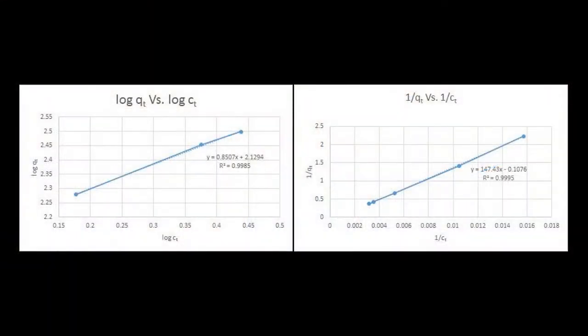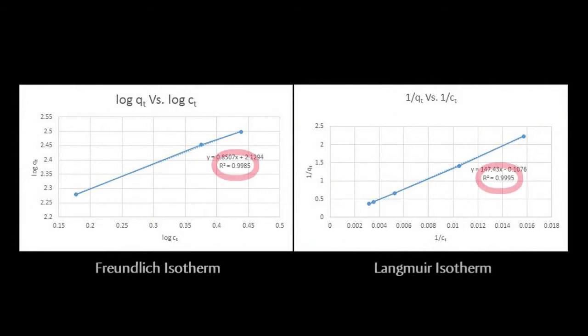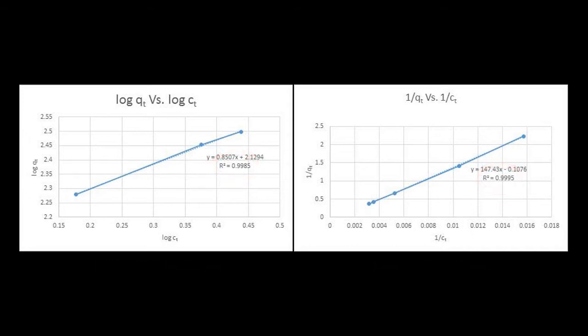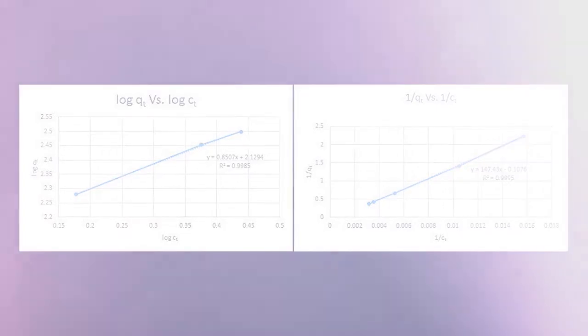Which adsorption isotherm fits the experimental data? For this purpose, we will look closely at the value of the regression model. For the Freundlich isotherm, the regression value is 0.9985, while for the Langmuir isotherm, the regression value is 0.9995. Since the regression value of the Langmuir isotherm is closer to 1, this set of experimental data fits the Langmuir isotherm.